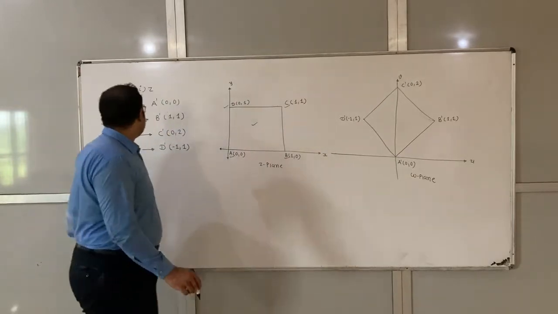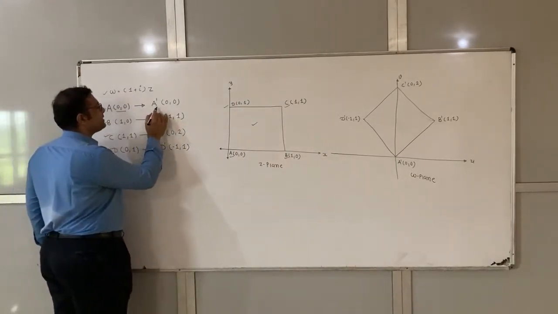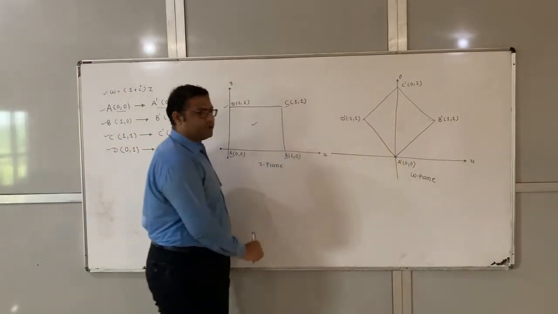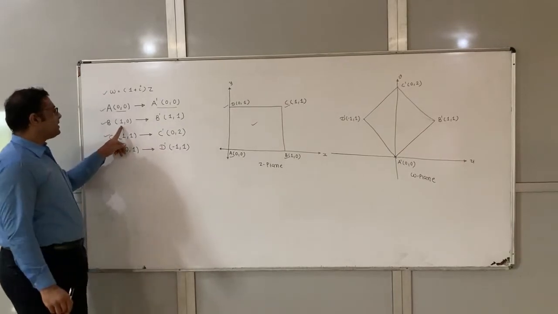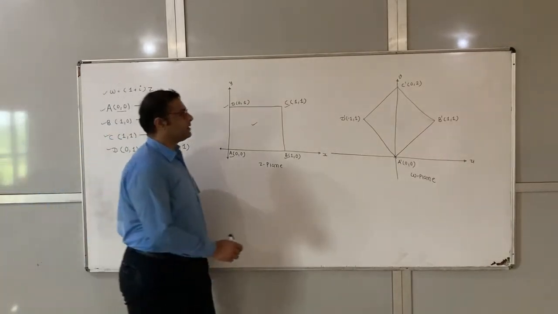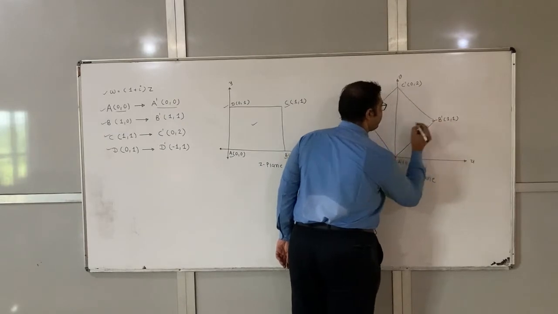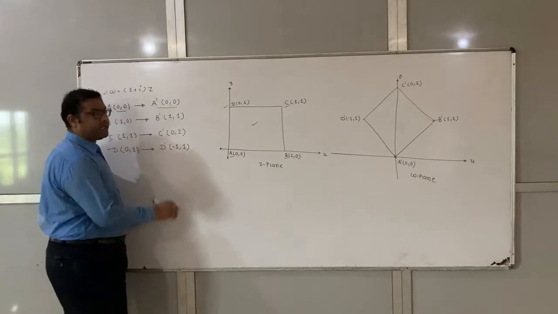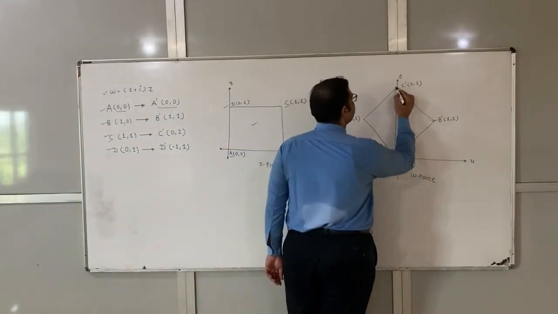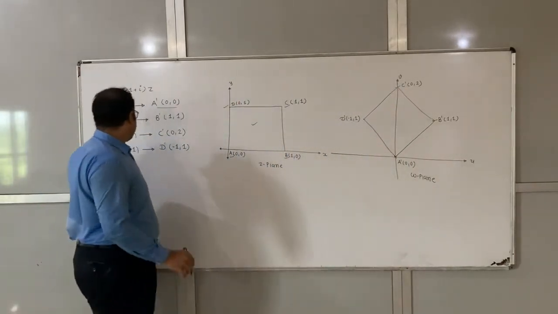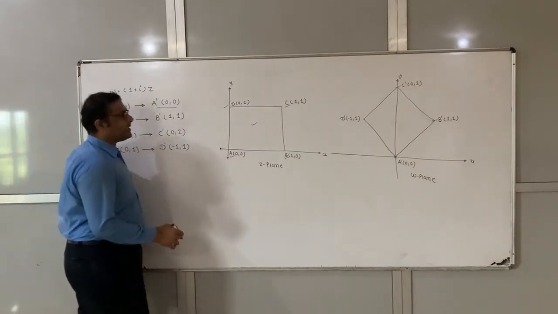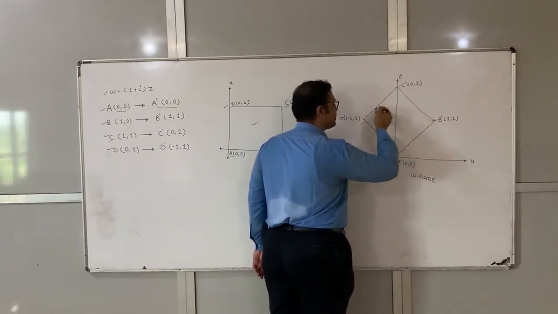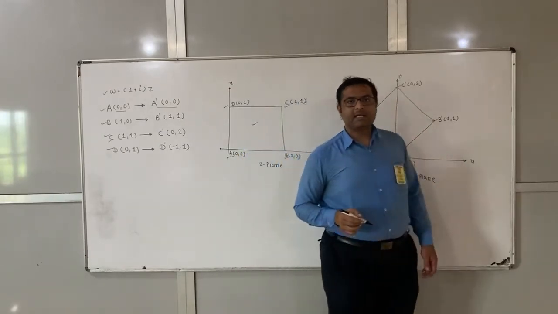Now under the mapping, the image of the A00 is A'00. So this is your point A'00. Now the image of the B10 is B'11. So this is the point B'11. And under the mapping, the image of the C11 is C'02. So this is the point C'02. And the image of the D01 is D'-1 1. So by joining all these points, you will get also the square image in the W plane.